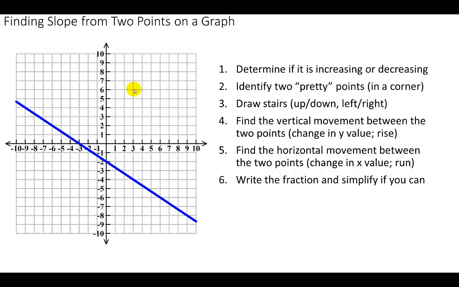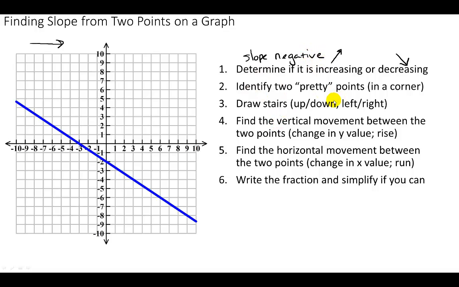To find slope from 2 points on a graph, we need to first determine if our line is increasing, going up, or is it decreasing, going down. Looking at our blue line, from left to right, I see that the graph is going down. So our slope will be negative.